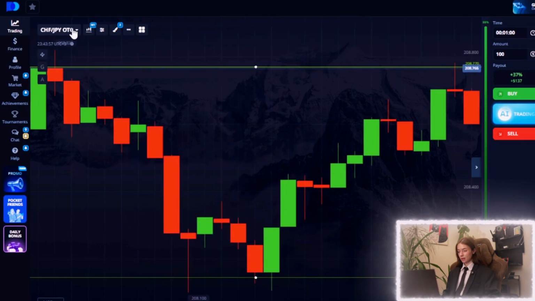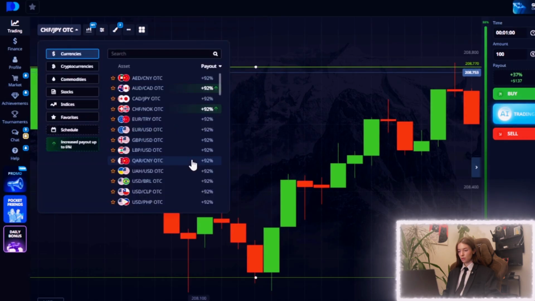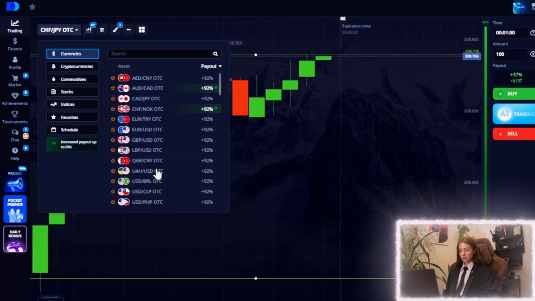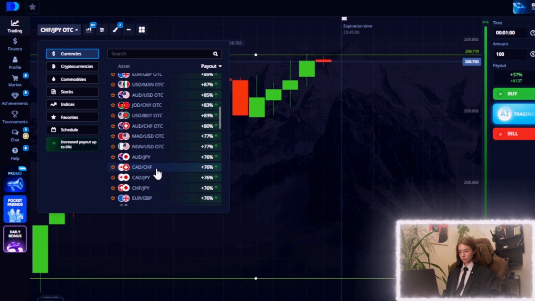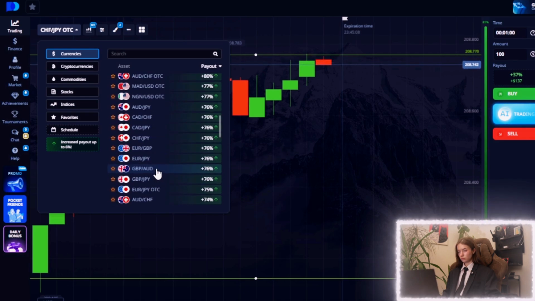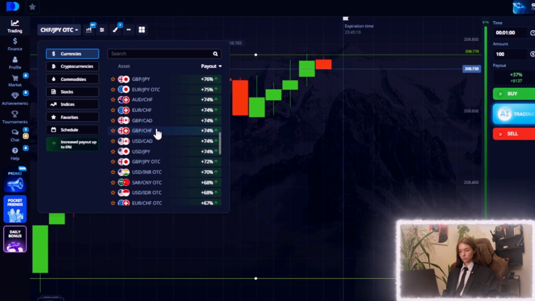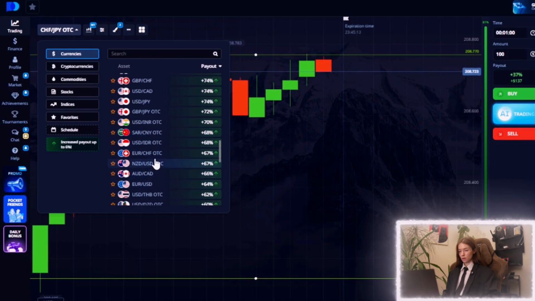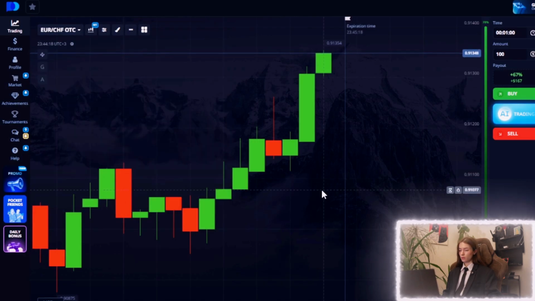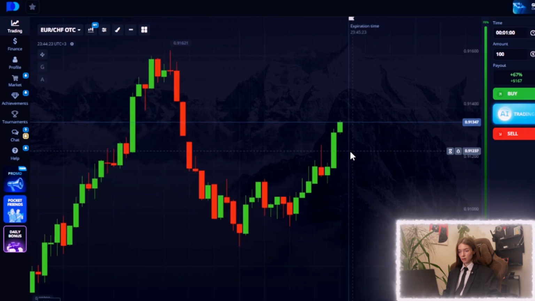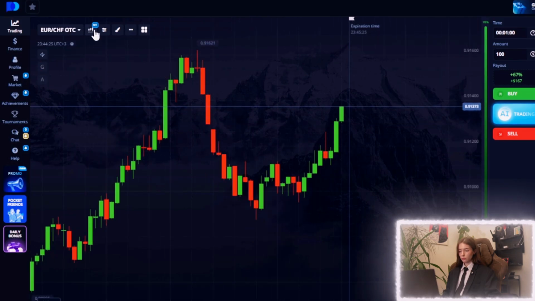Let's choose a second currency pair and try to open another order. Let it be the euro and the Swiss franc. Today we already worked with the franc, so let's pair it with the euro. We have the 1 minute time frame set.